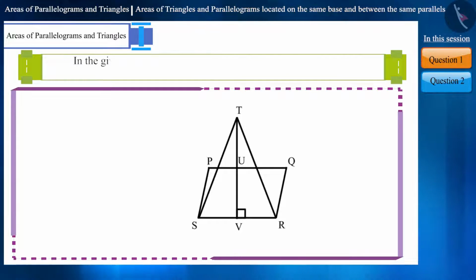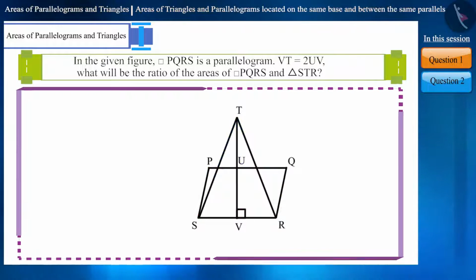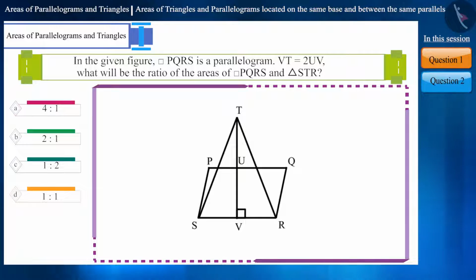In the given figure, PQRS is a parallelogram. If VT is equal to 2UV, then what will be the ratio of the areas of quadrilateral PQRS and triangle STR? Can you guess the answer from the following options?